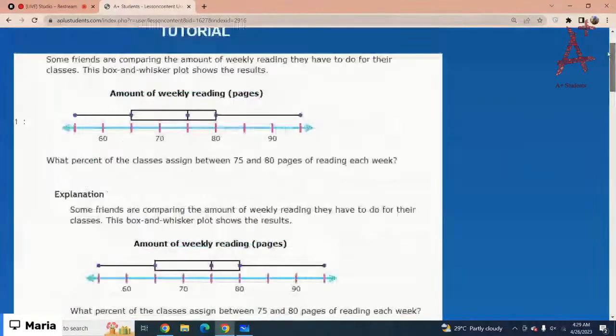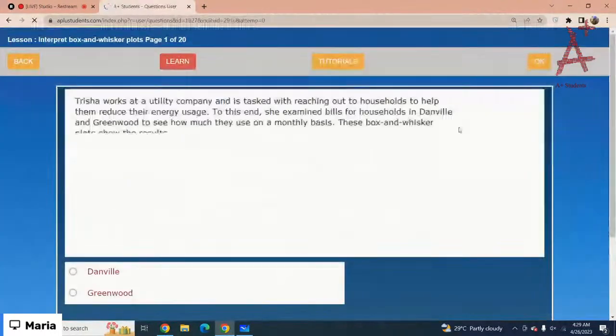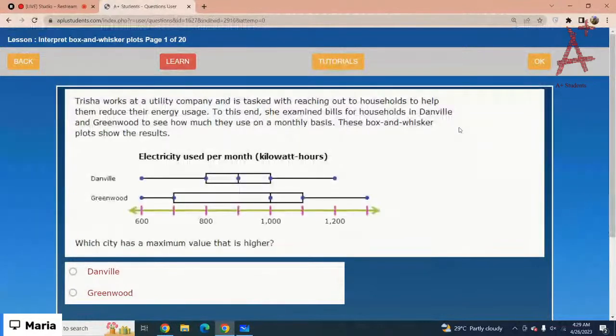Okay, let's just start with the test questions. Trisha works at a utility company and is tasked with reaching out to households to help them reduce their energy usage. To that end, she examined bills for households in Danville and Greenwood to see how much they use on a monthly basis. These box and whisker plots show the result. Which city has a maximum value that is higher?